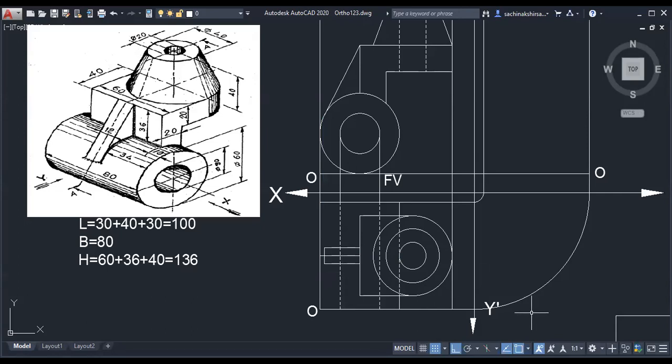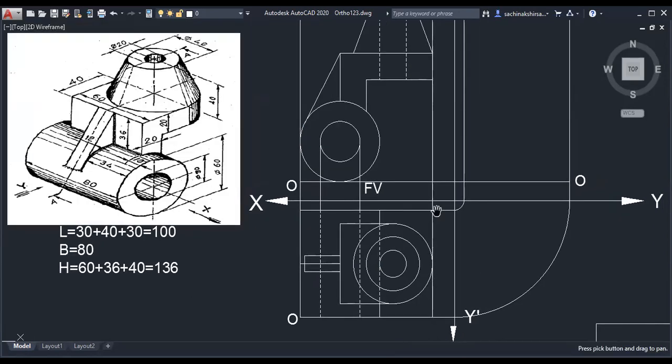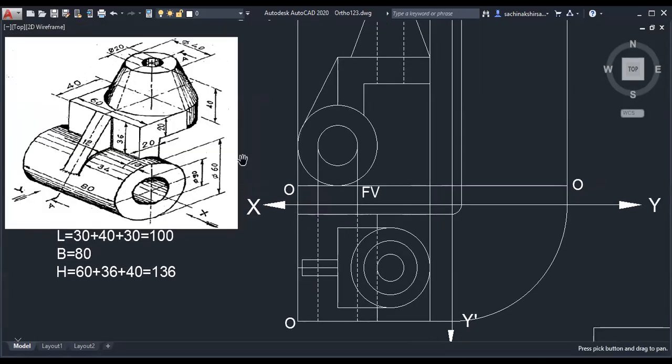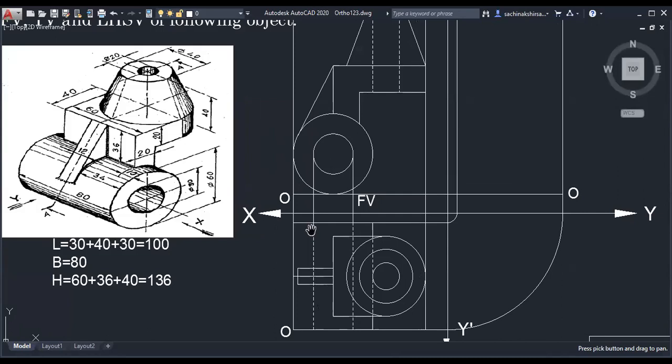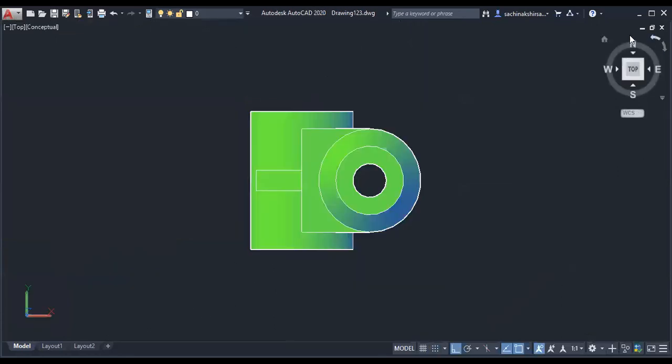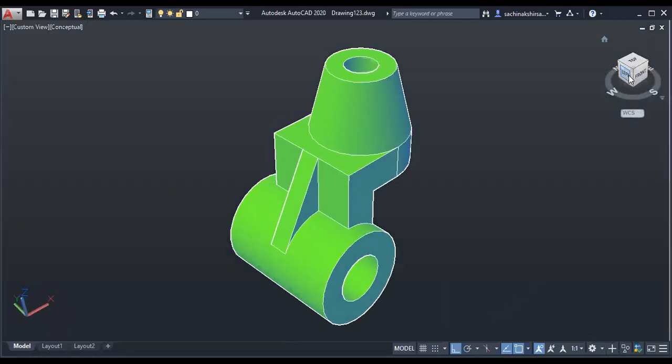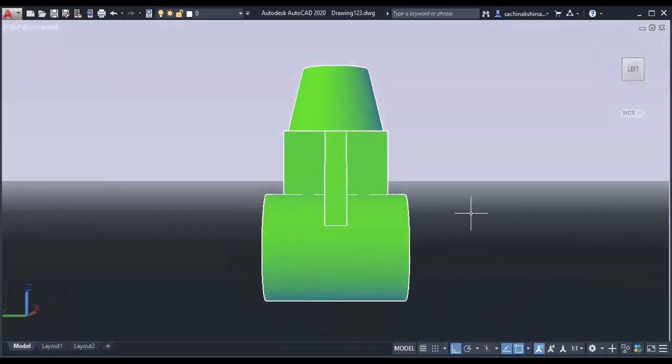Next, what we have to do? Side view. We have to draw the side view. So shall we draw side view first? Yes, sir. How will it be observed in side view? It will be something like this. Object as दिसणार आहे आपल्याला. It is very simple.